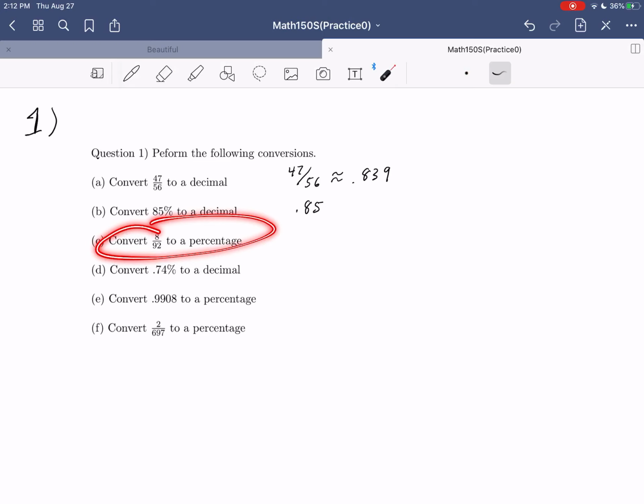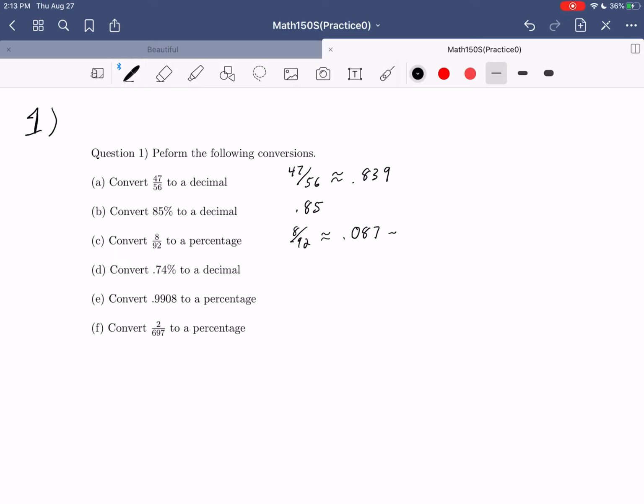Converting from a fraction to a percentage is a 2-step process. First, we need to go ahead and get it as a decimal. So again, we do the division, 8 divided by 92. We should get that 8 divided by 92 is approximately, if we're keeping 3 decimals, 0.087. If you're on your calculator, you should see 0.0869. Since it's a 9 in the 4th spot, we would round up to 0.087.